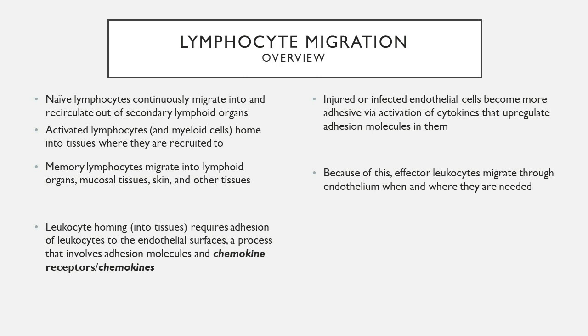Now, the way endothelial cells recruit immune cells into tissues is that sentinel cells usually send out some sort of signal via cytokines that upregulate the adhesive molecules on these endothelial cells. So they become naturally more attractive to effector leukocytes, which then allow for migration into the tissue.